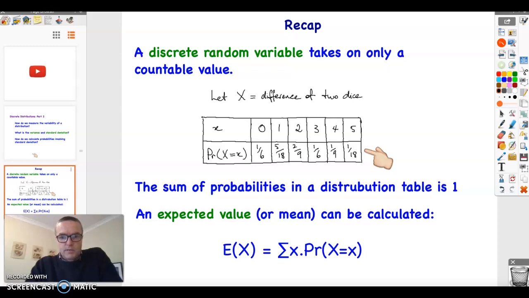One of the properties of a random distribution is that the sum of all probabilities in the table is 1, and we talked about calculating an expected value, which we can also refer to as the mean of the distribution. And we use this formula down here to calculate that expected value or mean.